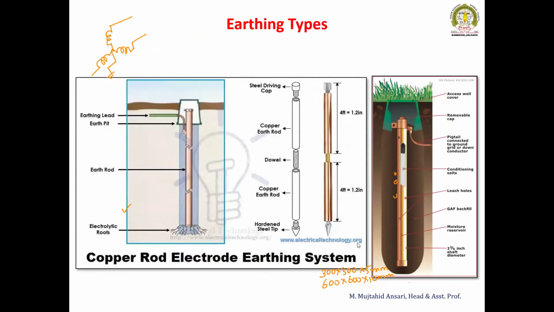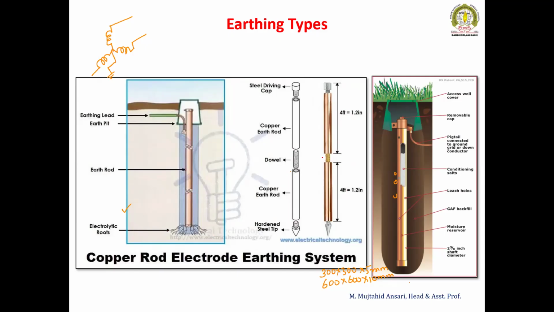The second is pipe earthing, or copper rod earthing. One bore is drilled to 3 feet, or it may be 6 feet, and the copper rod is connected. The length can be increased by extending it for different applications. Say it is 4 feet, and this is another 4 feet, so it is 8 feet. So it is used for different applications.